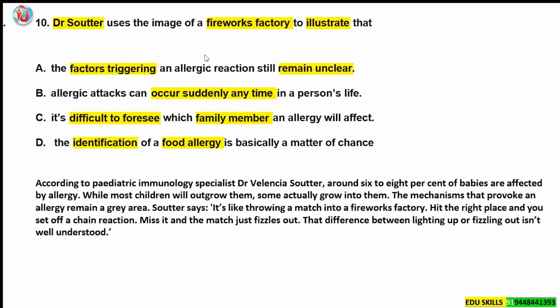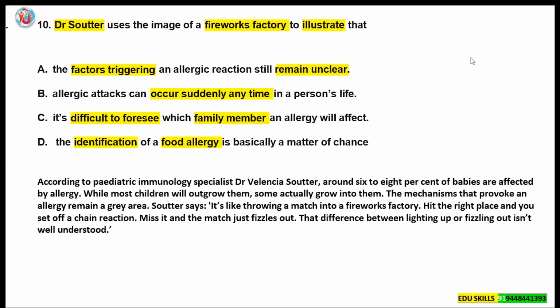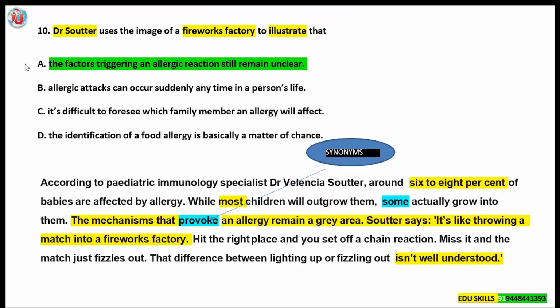Please mention it in the chat box. Yes. Now let's see the answer, okay? Yes, question number 10, the correct answer is the factors triggering an allergic reaction still remain unclear.